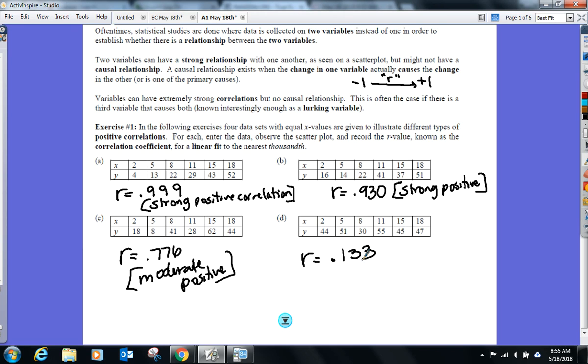Not okay. You got to let me know at the end of class because I'm sure you're not going to be the only one I'm going to come across. It's not strong, not moderate. What do you think I'm going to call this one? Weak positive correlation, yep.